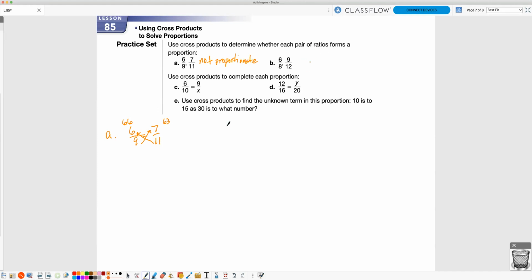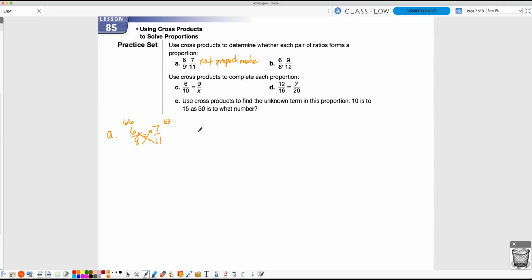Okay, and letter B, 6/8 and 9/12. So cross multiplying, I see that 6 times 10 would be 60, 6 times 2 would be 12, 12 plus 60 is 72, and I know what 8 times 9 is, that's 72 as well. Those are proportionate. So yes, this is proportionate.